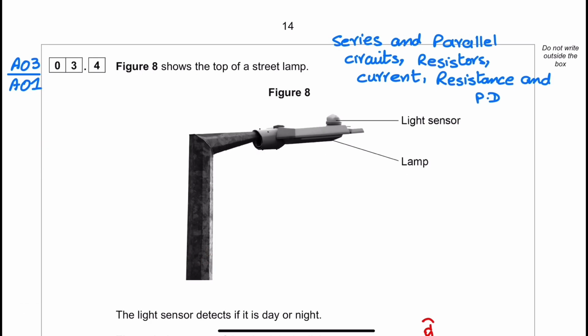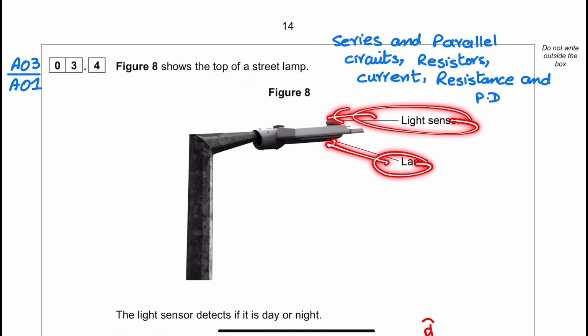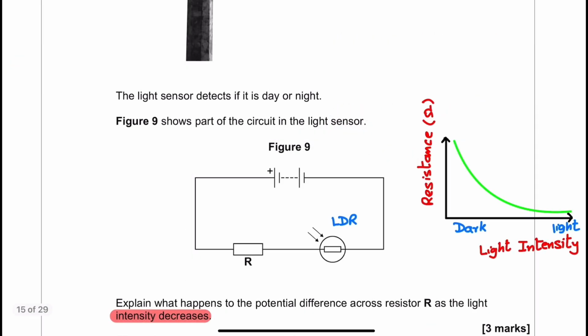3.4 is a combination of AO3 and AO1 question. This question is from the topic of series and parallel circuit, resistors, potential difference, and the current. Figure number 8 shows the top of a street lamp. A light sensor is present and the lamp is present here. The light sensor detects if it is day or night.